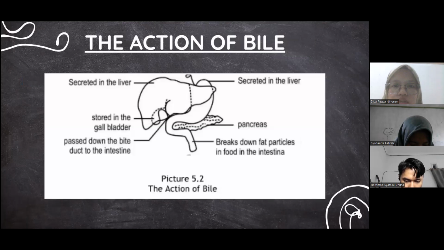Next, we move to the action of bile. So the position of bile is that it is secreted in the liver and it is stored in the gallbladder. And how does it reach the intestine? So bile reaches the intestine by passing down the bile duct. And we have to know that bile is important in digestion because it breaks down fat particles in food in the intestine.